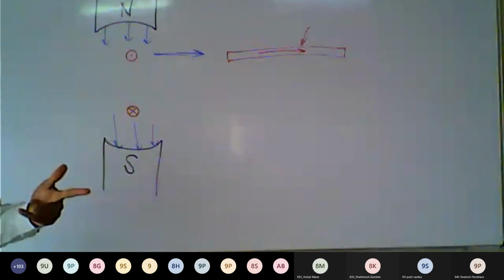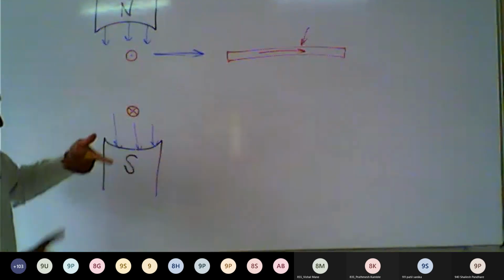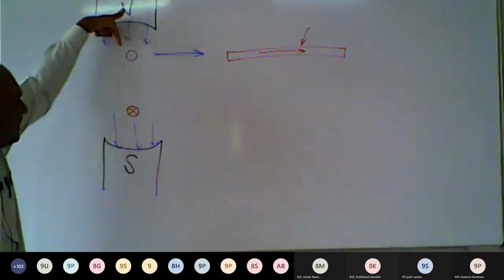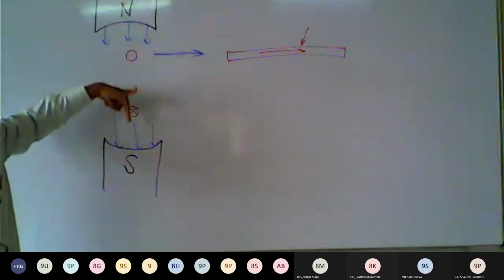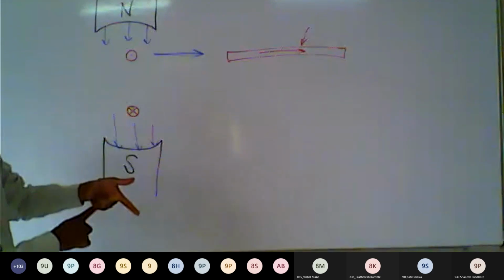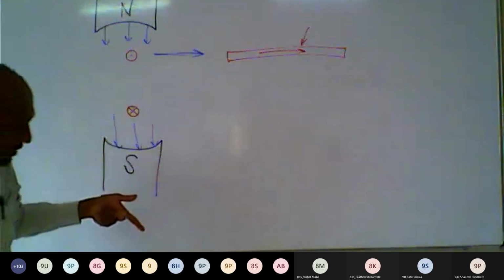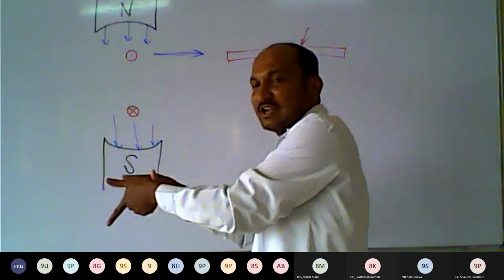Similarly, apply Fleming's left hand rule. Fleming's left hand rule says that the first finger indicates the direction of flux. Here also the flux is from north pole to south pole, so this is the direction of flux, downward. The middle finger indicates the direction of current. In this case, the direction of current is from your side to the board side. Then the thumb indicates the direction of force.